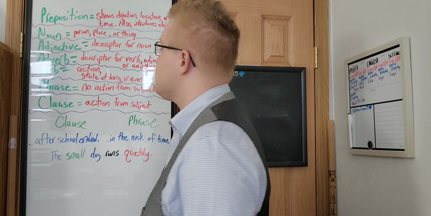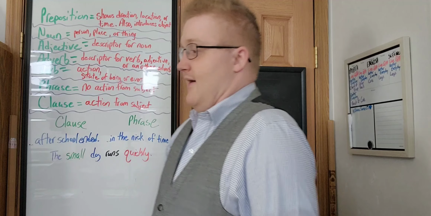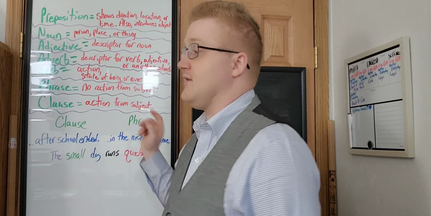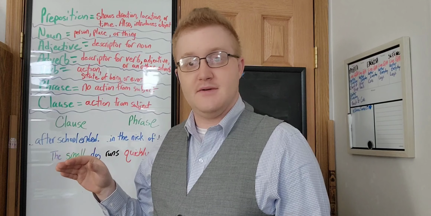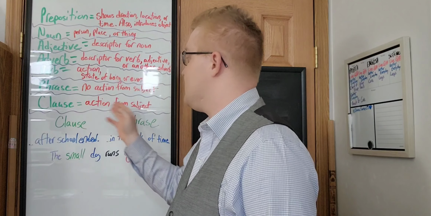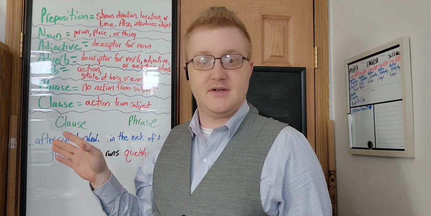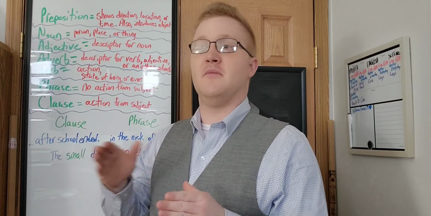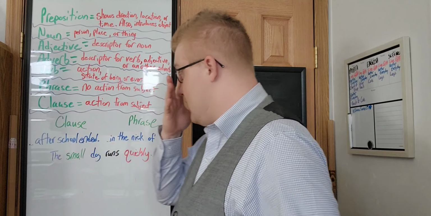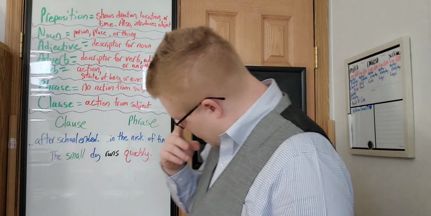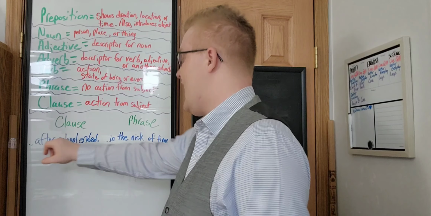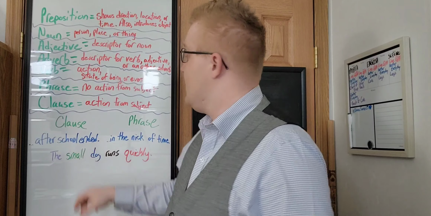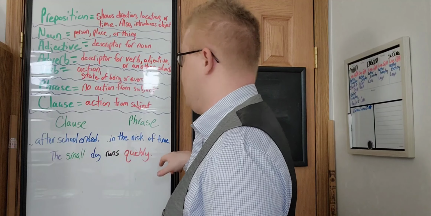Okay? Now, you have phrases and clauses, right? A phrase means that there is no action from the subject of the sentence. And a clause is where there is action from the subject of that particular part of the sentence. I shouldn't say it's from the sentence, but the particular part of the sentence, right? So, a couple examples here. After school ended is a clause. And a phrase is in the nick of time.